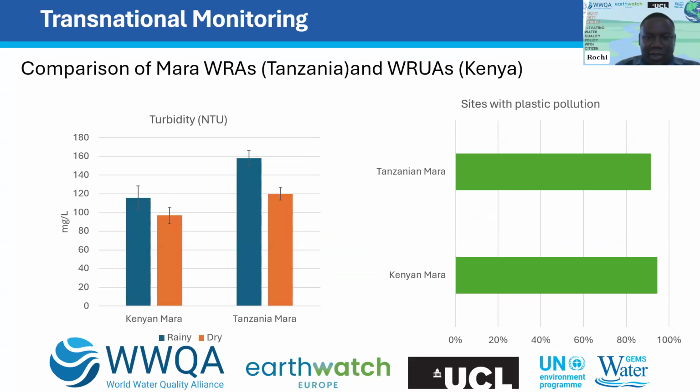So, in comparing the Mara in Kenya and Tanzania for the issue of turbidity level, the data collected from February 2023 to the current August show that in Kenya, in the rainy season, there is higher turbidity. It is likewise in Tanzania: during the rainy season, there is higher turbidity compared with the dry season.